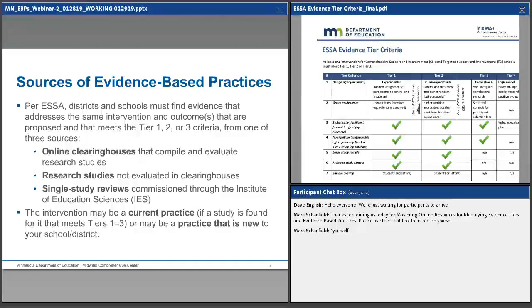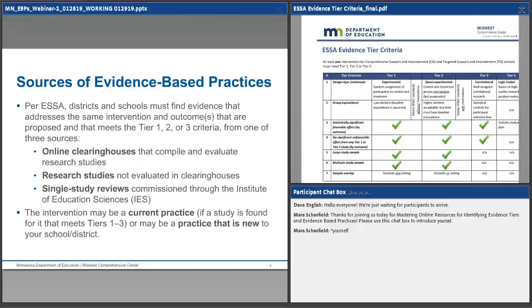But one key point here is that whether the practice you're thinking about doing is just continuing a current practice that you've been doing, or whether it's new to you, you have to find evidence that meets the tiers. You can't simply rely on past experience with the current practice.